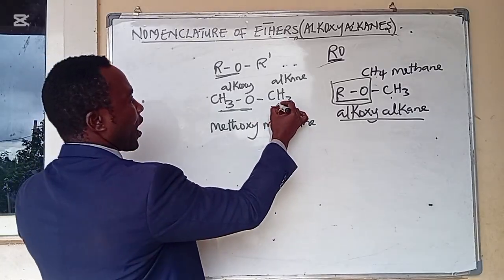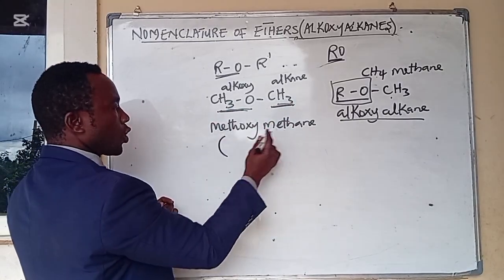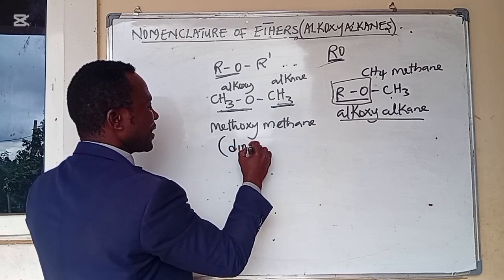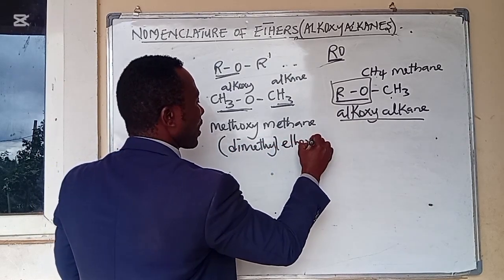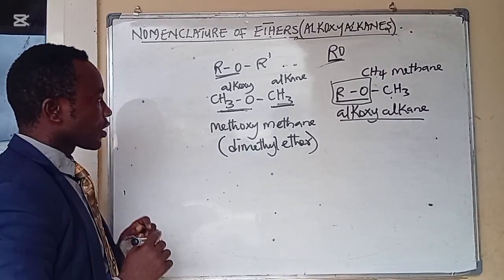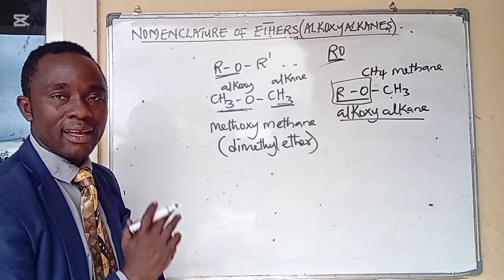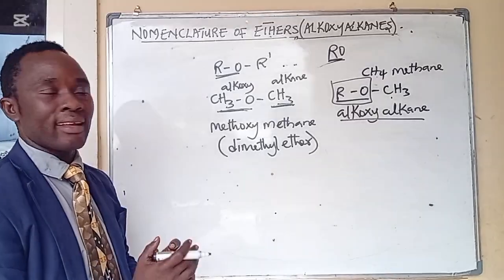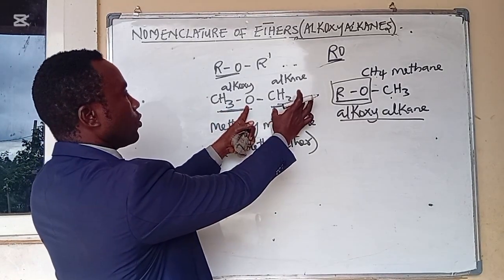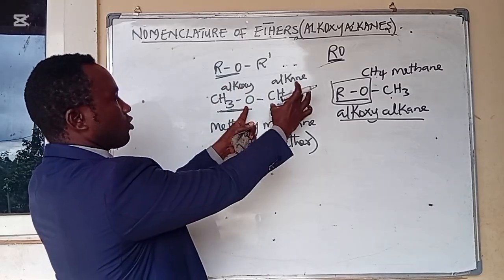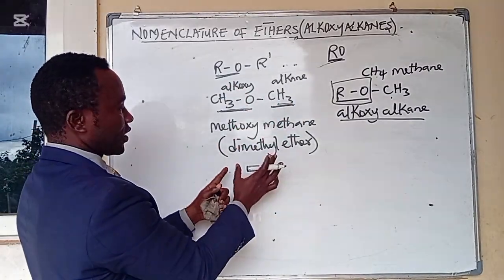Now, because we have a methyl group here and a methyl group here, we can also call this compound dimethyl ether. Remember, dimethyl ether is a symmetrical ether. Why is it a symmetrical ether? When you take the oxygen here, we have a methyl group and we have a methyl. What we have here and what we have here are exactly the same. So that is why it is a symmetrical ether.